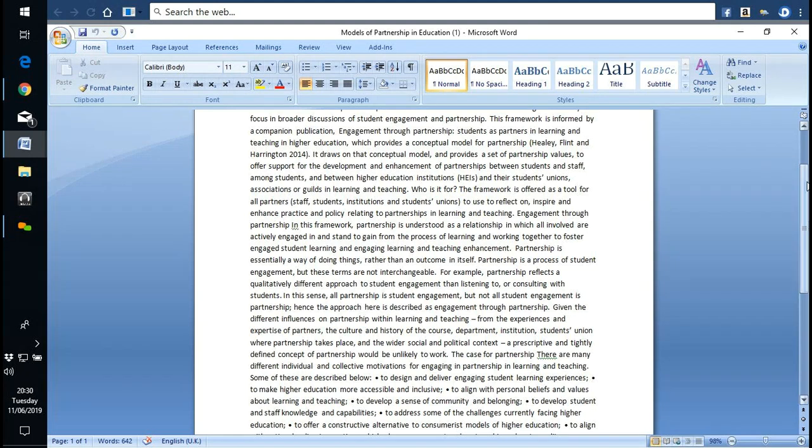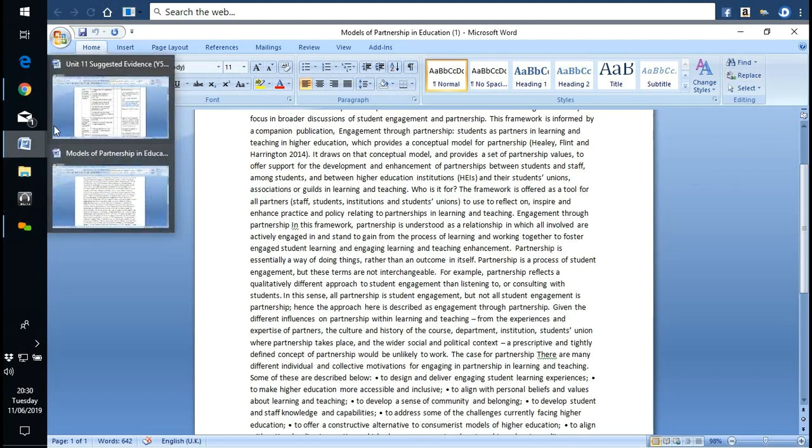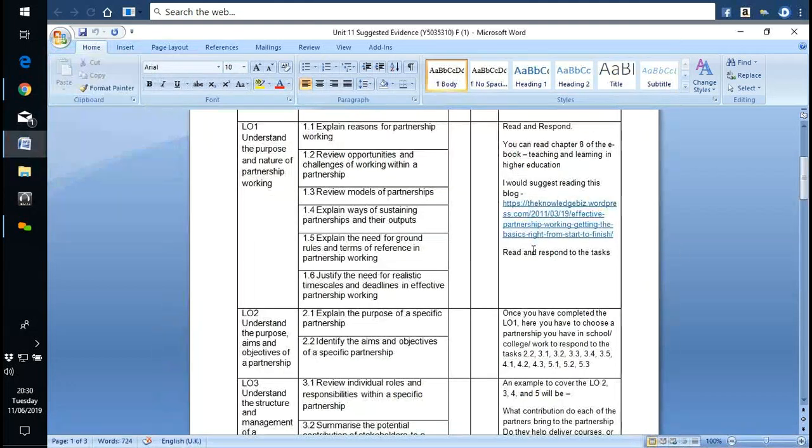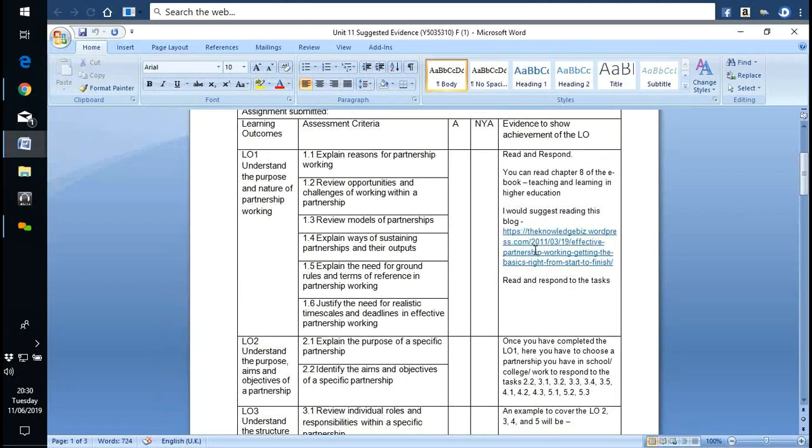It's only a very short unit. It's only 2 learning objectives, and only a couple of ACs to each one. And I think it's only a 6 credit unit or 5 credit unit, that one. But anyway, that'll give you some ideas for the partnership. And going back to it, it looks at explaining the reasons. So again, read and respond. Chapter 8 of the ebook in there might help as well.